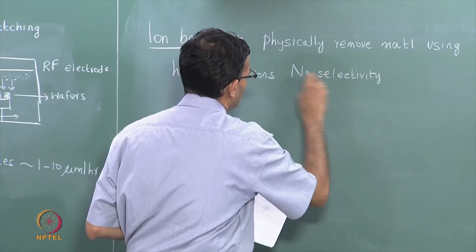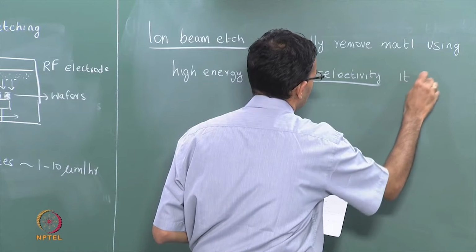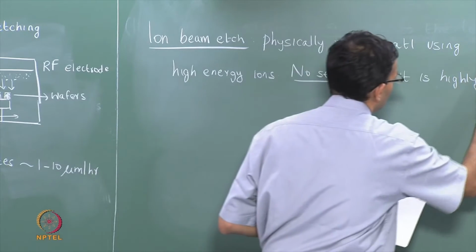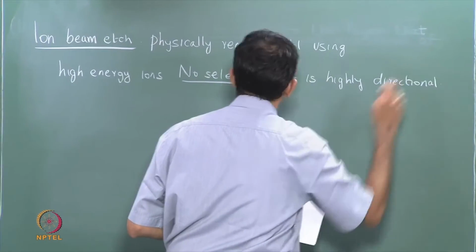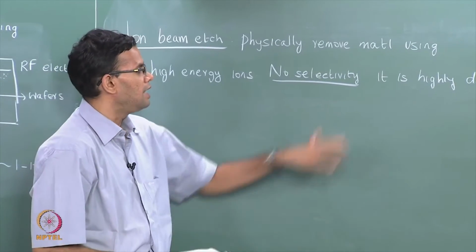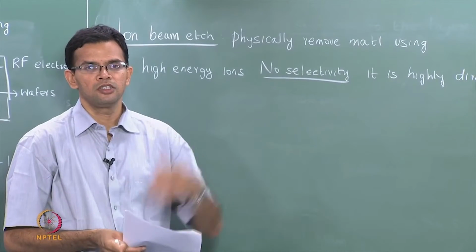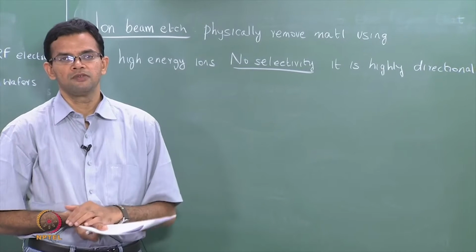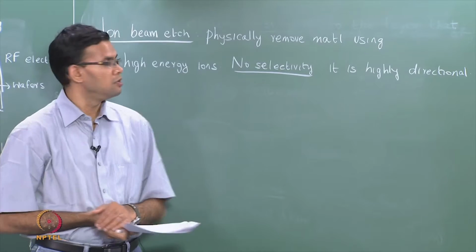because it is only a physical process, but the advantage is it is highly directional. So if you want to define really vertical sidewalls, it is highly directional. You can also change the direction of the beam so that it is not impinging on the surface vertically, but at some angle, and so you could get different etching profiles using ion beam milling.